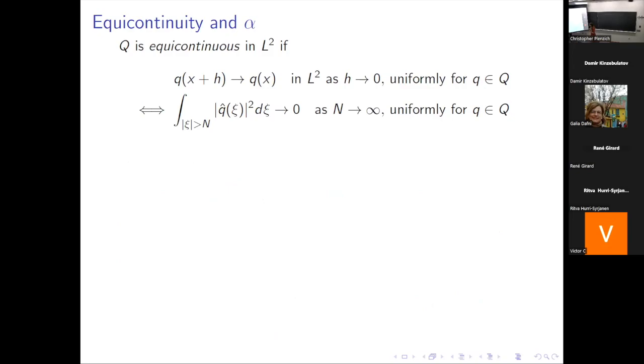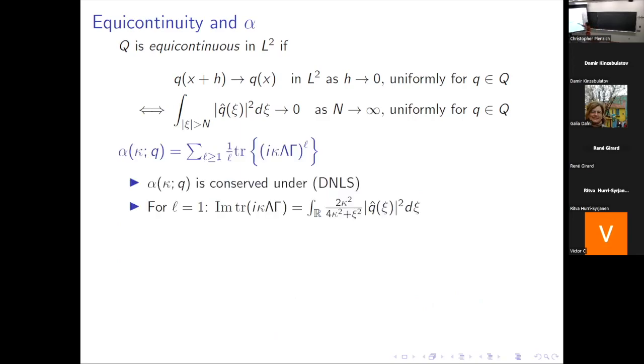And here's why. So a set Q is continuous in L2 if, as we said, small translations lead to small changes in the L2 norm uniformly. Another equivalent way to think of continuity is tightness in Fourier space, right? So we want the high frequency part of the solution to converge to 0 uniformly, right?